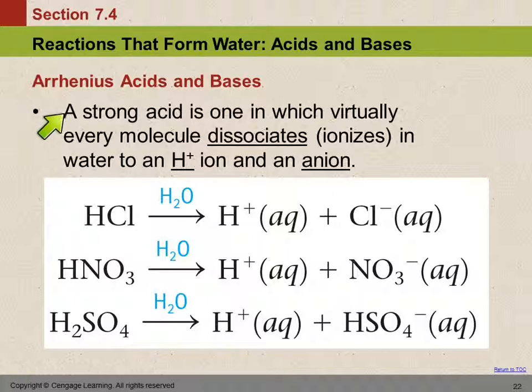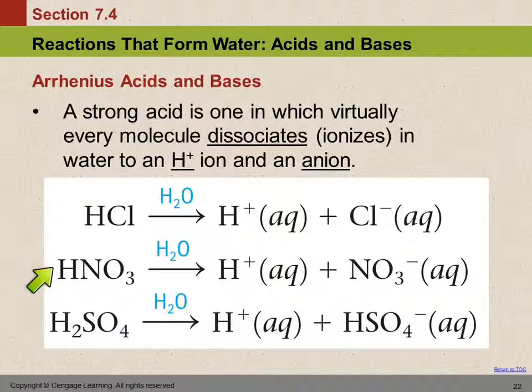So a strong acid is one in which virtually every molecule dissociates or ionizes to form hydrogen ions and an anion. And so HCl, we've learned to recognize that as an acid. When you put HCl in water, it ionizes, it forms ions. HCl is not an ionic compound, but when you put it in water, it forms ions. It's kind of a subtle distinction there. HCl in water dissociates almost completely. You're not going to find any HCl molecules.